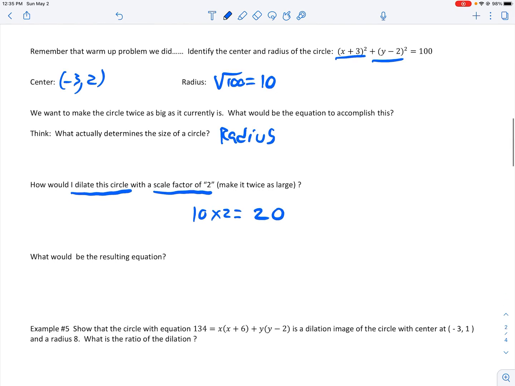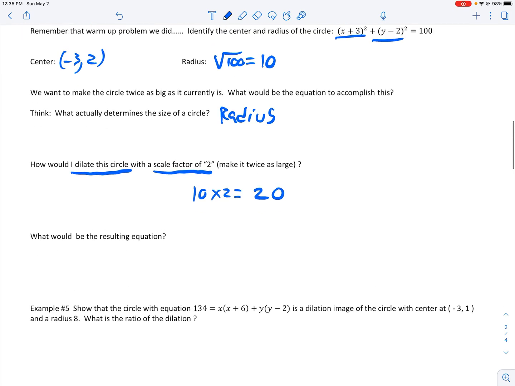So what would be our new equation? Well, the center hasn't changed. So it's x plus 3 squared plus y minus 2 squared equals 20 squared, right? Because it's r squared. 20 squared would be 400. So that would be the equation of your circle.